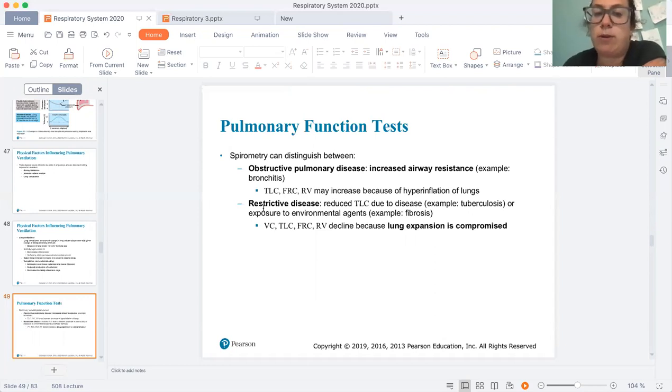I'm not going to make you responsible for knowing all the nitty-gritty of pulmonary function tests, but what you do need to know is that when there's obstructive pulmonary disease, things like bronchitis, COPD, which is a fancy term for obstructive pulmonary disease, so we're thinking bronchitis, emphysema, asthma, those are things that cause increased airway resistance, and we would see that in their lung function tests. When someone has a restrictive lung disease, such as tuberculosis or fibrosis, then their ability to expand their lung is compromised, and therefore we're going to see a decline in a lot of these numbers.